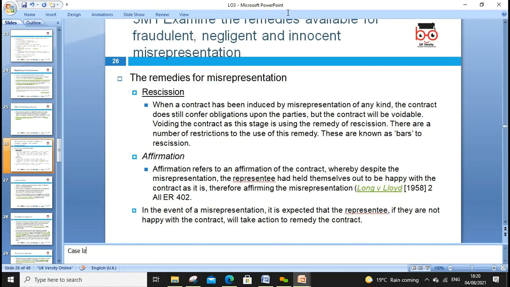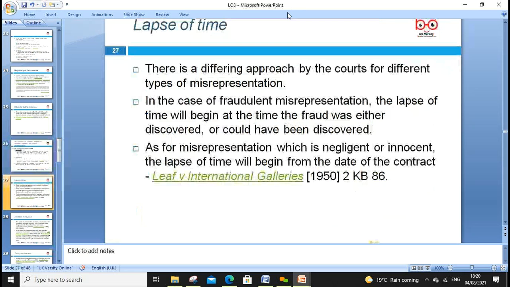Case law means not a written law, but we can see what happened to other people, and that becomes the case, and we can use it in court as case law. English law is more based on case law. If one is not happy with the contract, there will be action for remedies of the contract. Any question here? No.